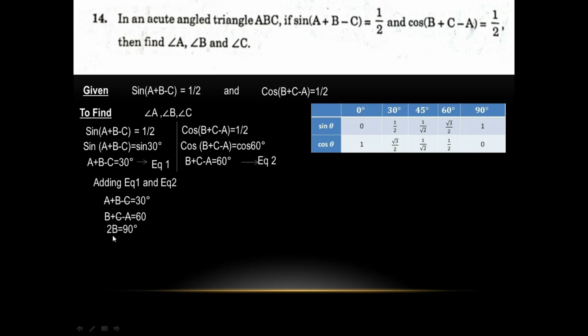So we have to find B. To find B, we have to send this 2 to the RHS. Here it is multiplication, 2 into B. So if we send this 2 here, it will become division. So B is equal to 90 divided by 2. Then B is equal to 45.